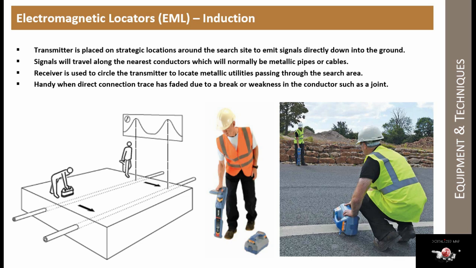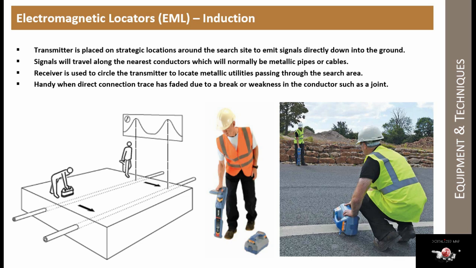Electromagnetic locators, EML, induction. The transmitter is placed on strategic locations around the search site to emit signals directly down into the ground. Signals will travel along the nearest conductors, which will normally be metallic pipes or cables. The receiver is used to circle the transmitter to locate metallic utilities passing through the search area.